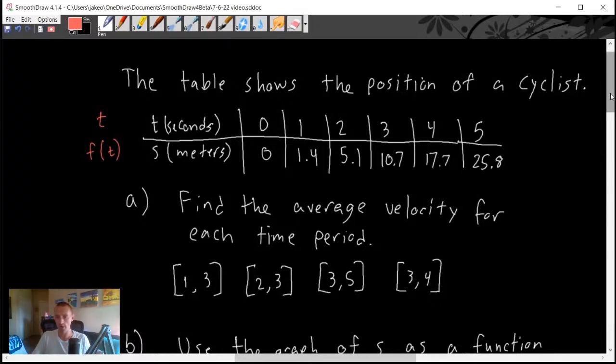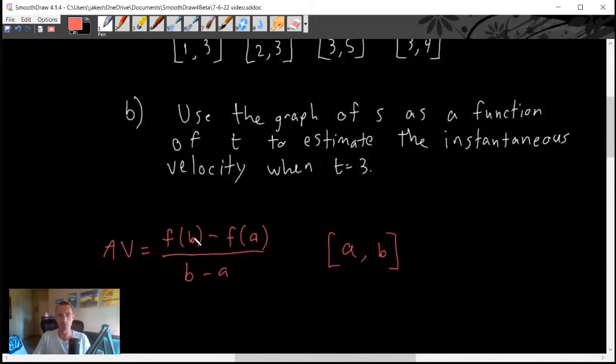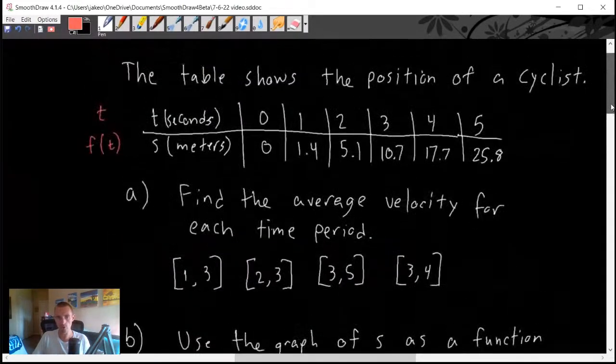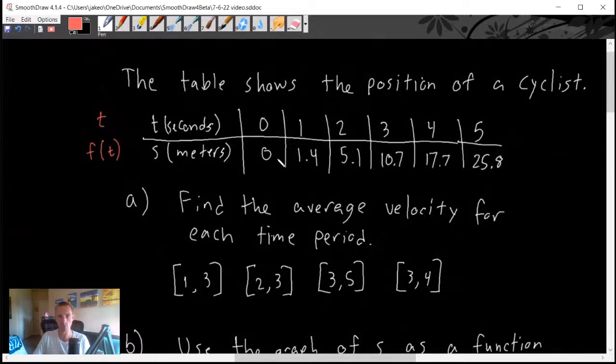So basically, what that means is instead of worrying about plugging in b and a into our function, we can just look at the lower row on our table here, and that would be f of b or f of a, whatever number we're plugging in. So like in this case, if t is 0, f of t is 0. If t is 1, f of 1 is 1.4. So you can just think of this lower row as f of whatever number is in the upper row here.